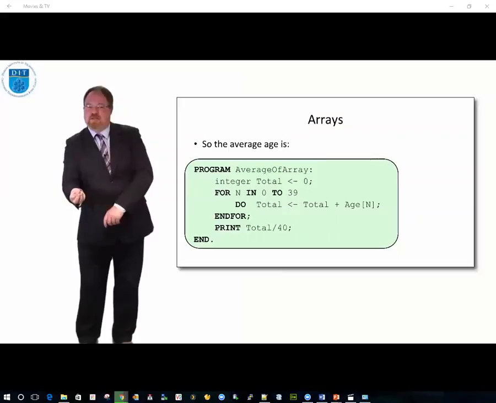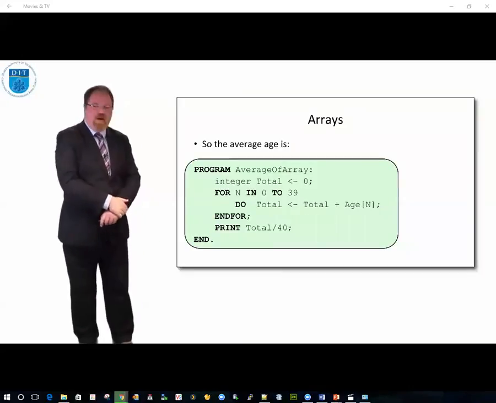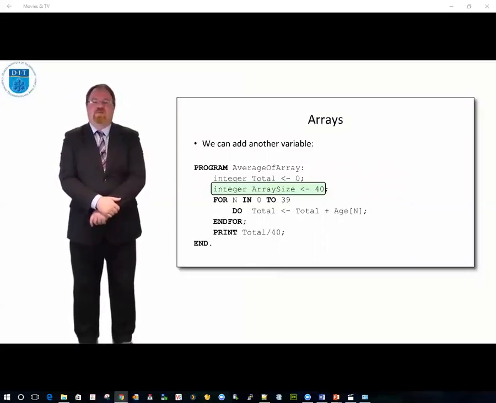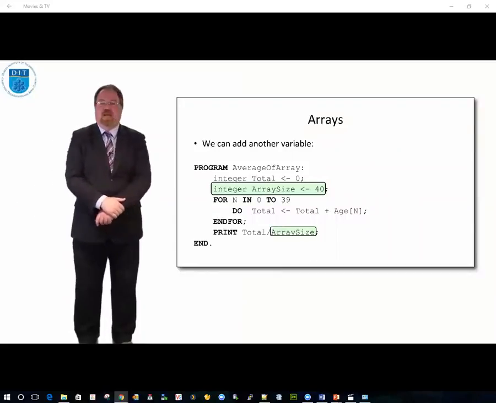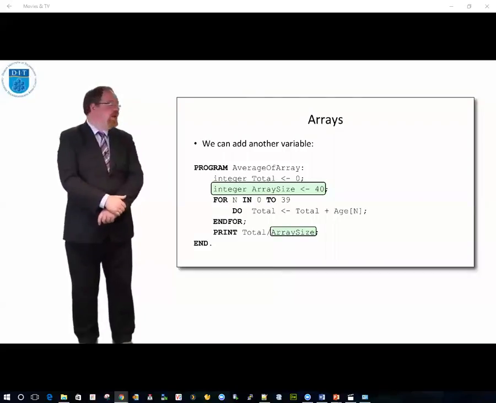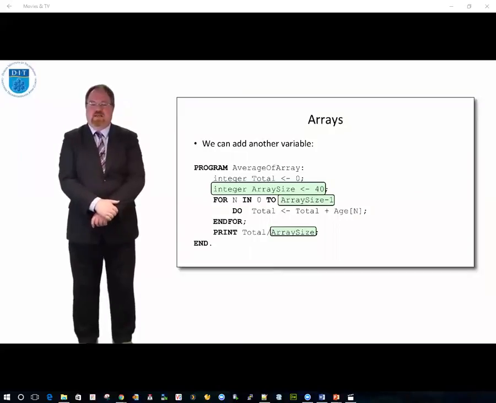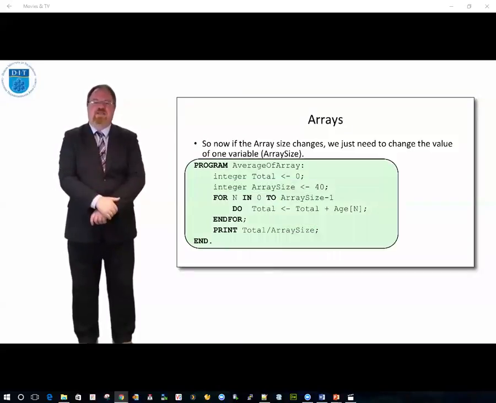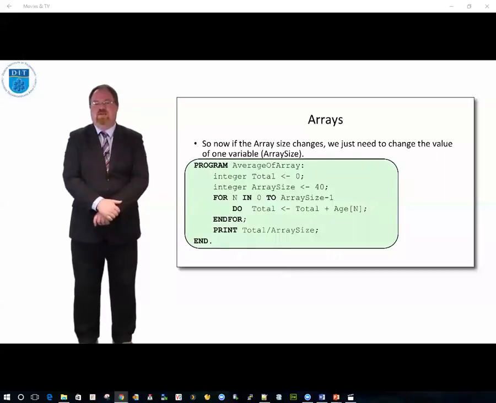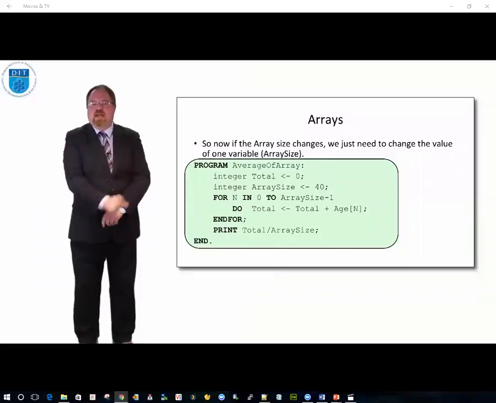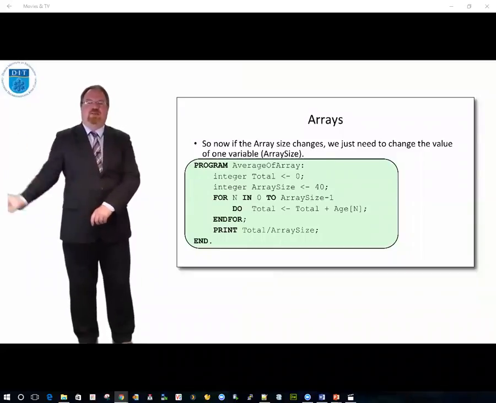So we can use a variable to reduce the amount of changes being required. We declare a variable and we call it array size, and we say it's 40. Then we don't need to divide the total by 40 at all. We can just divide total by array size, which is 40. And we can also get rid of the 39 and say it's array size minus 1, because 40 minus 1 is 39. Then what we've got is a very flexible approach to the array. If we change the array to 100, we just change the variable called array size to 100, and then the for loop will be 0 to 99, and we'll be printing the total divided by 100.